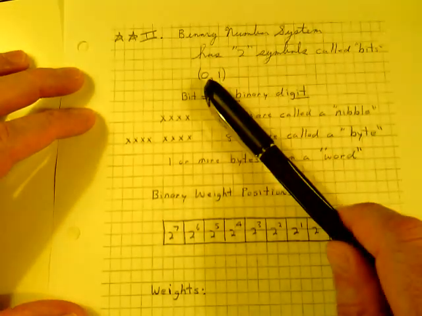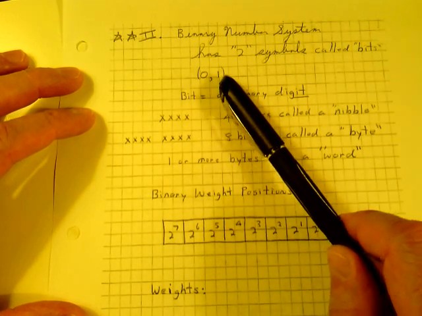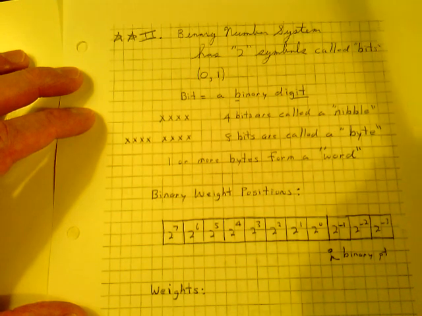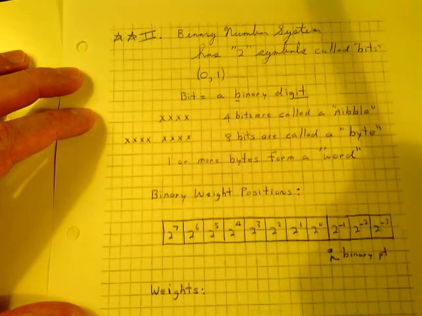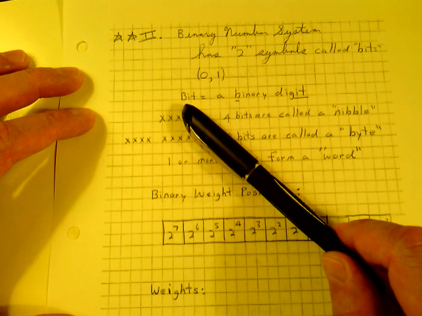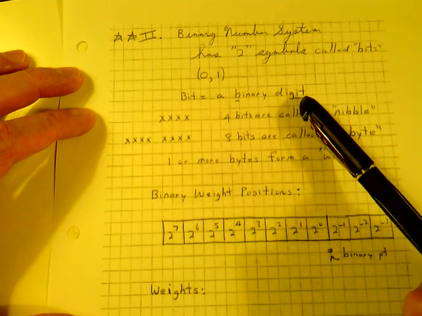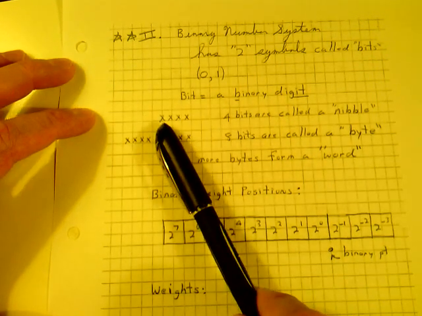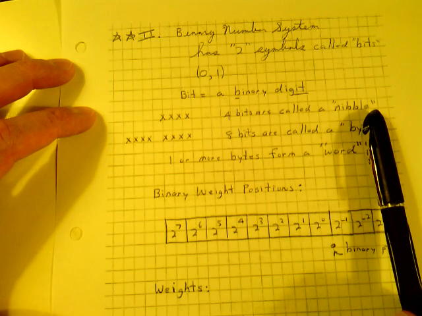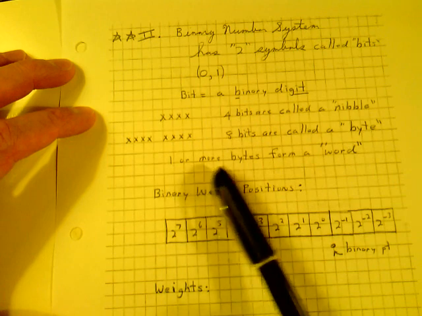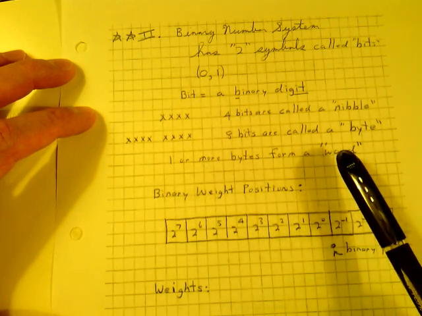The binary number system has 2 symbols called bits, a 0 and a 1. And that 0 and a 1 could represent a lot of different things. In our course, the 0 is going to be represented by 0 volts ideally, and the 1 is going to represent 5 volts ideally. A bit, which you've heard about, is a binary digit. It's an acronym for binary digit, B-I-T. And when you put 4 of these bits together, you get a nibble. And if you put 2 nibbles together, you get 8 bits, which is called a byte. And 1 or more bytes form a word.